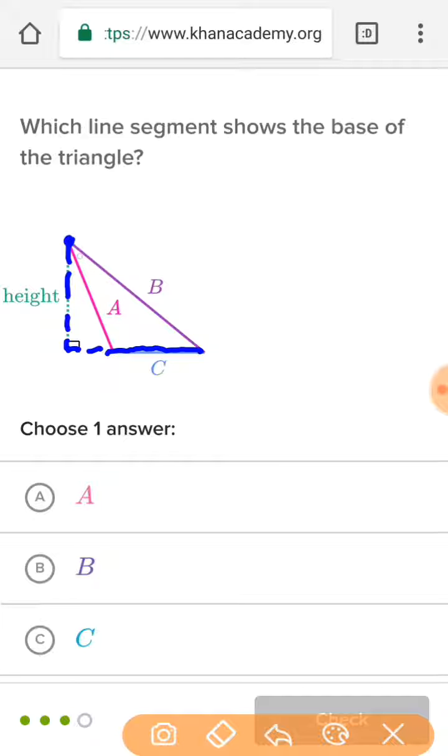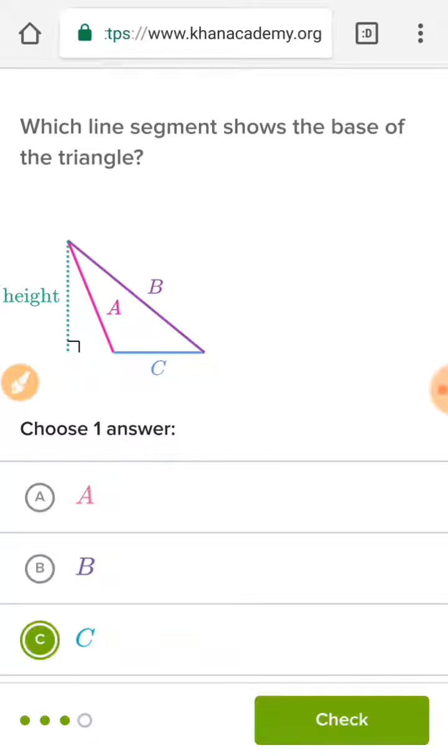It couldn't be A because they're not perpendicular. The height and A are not perpendicular, and the height is not perpendicular to B, so C would be the height. I'm sorry, the base. C would be the base.